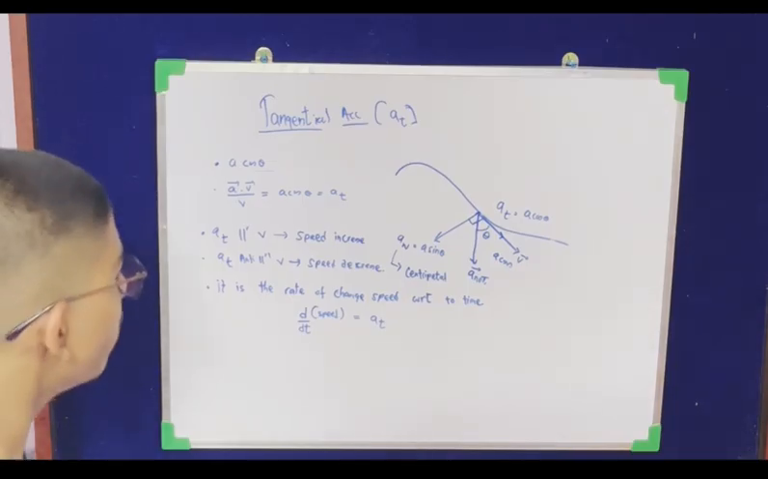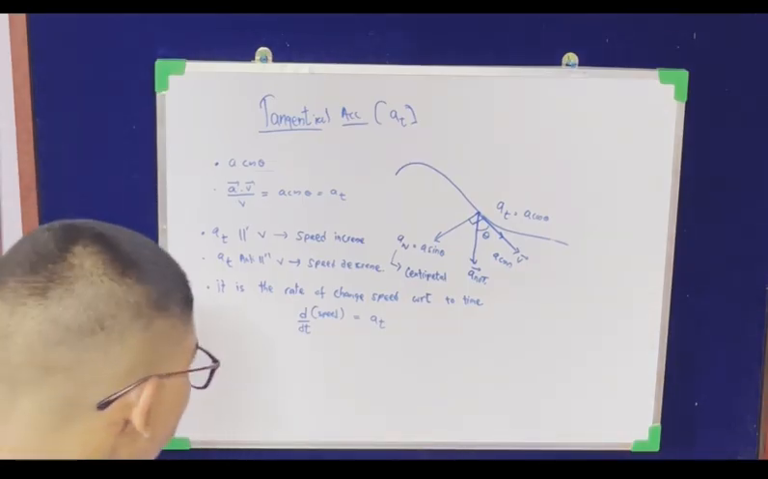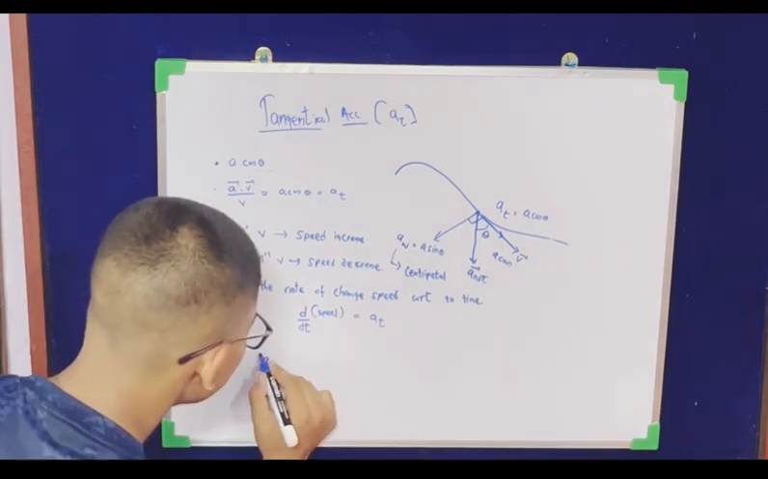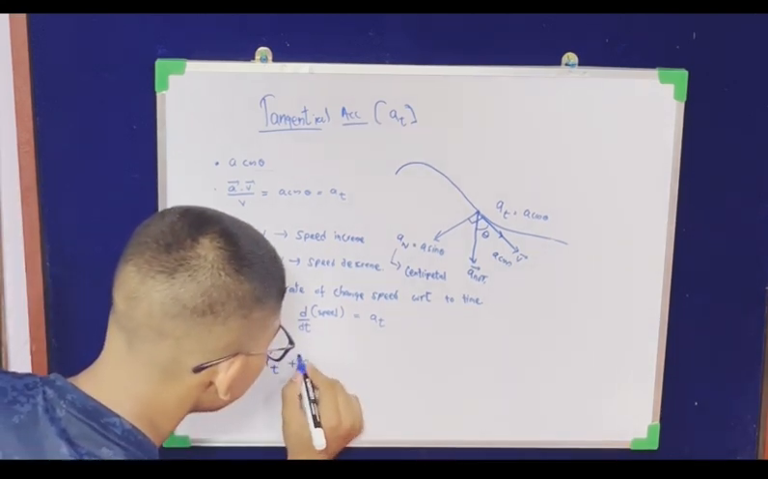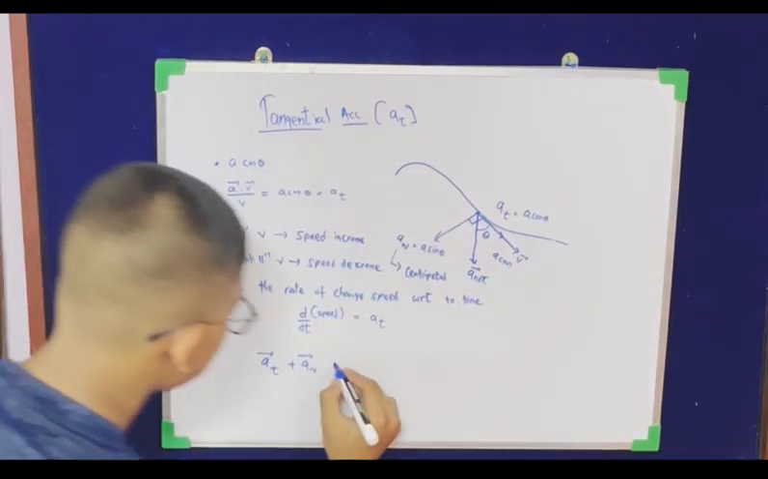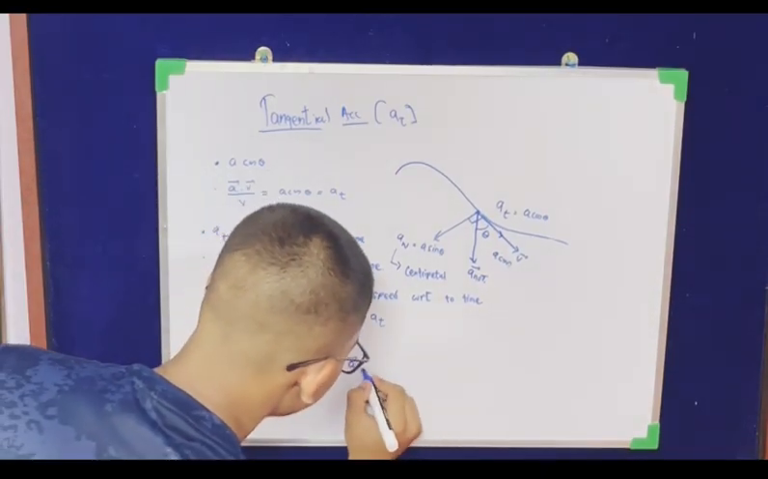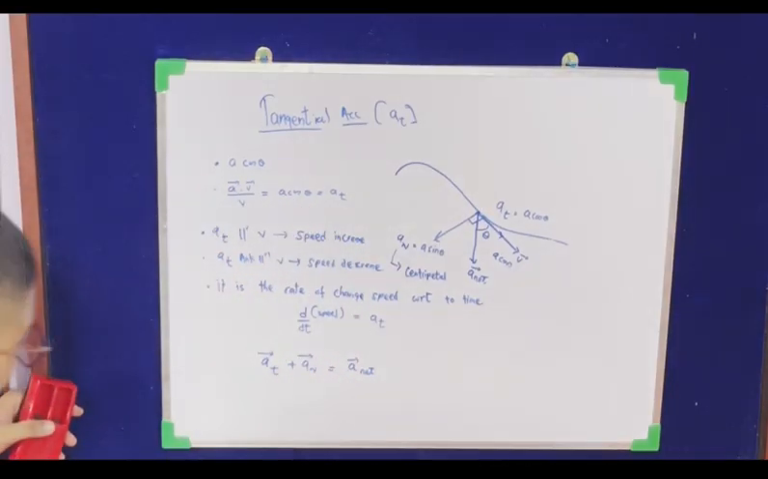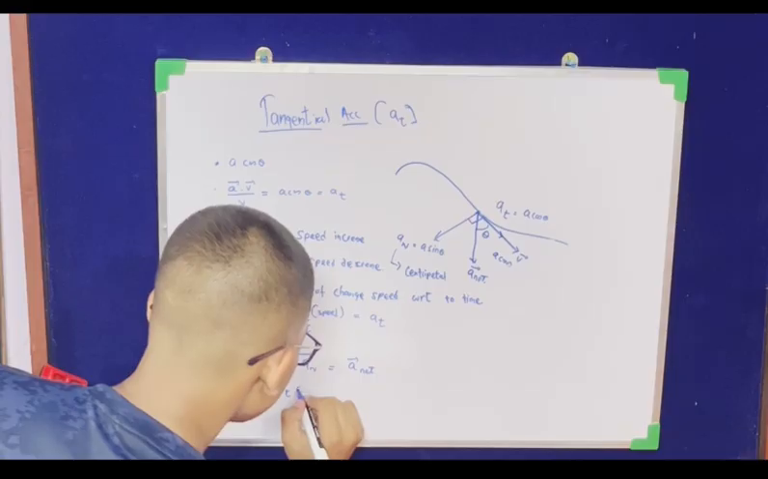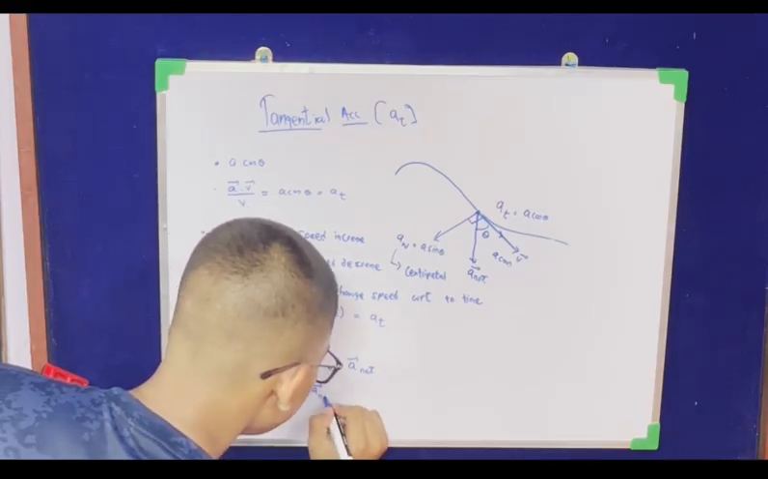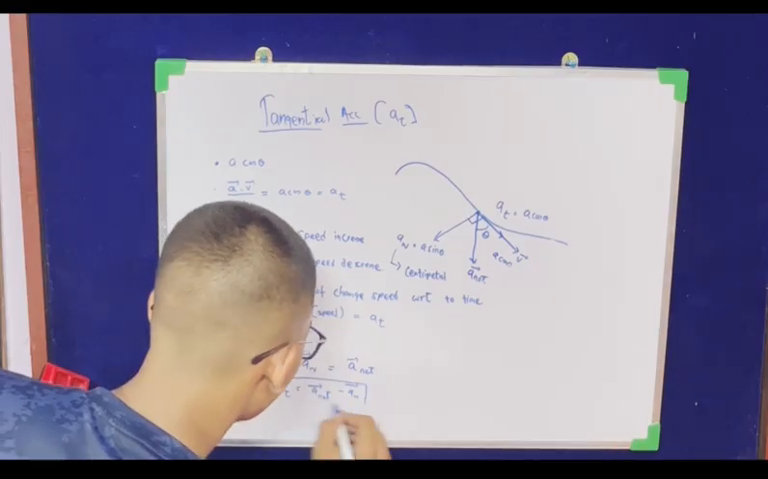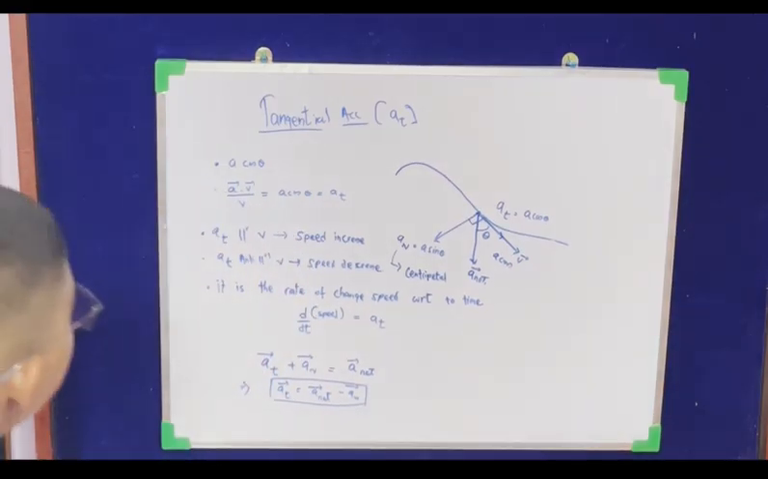Also, if we want to write it vector-wise, we can write that at plus an, where an is the centripetal acceleration, is equal to a net. Vector-wise, we can say that at is equal to a net minus an. So this is an important formula which we can remember.